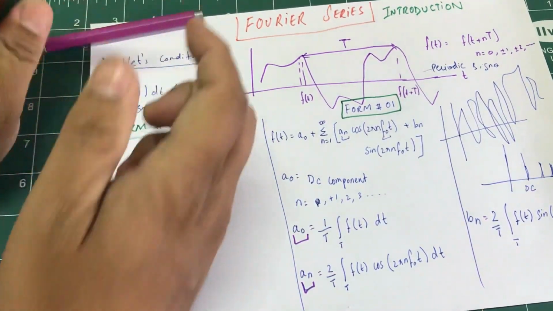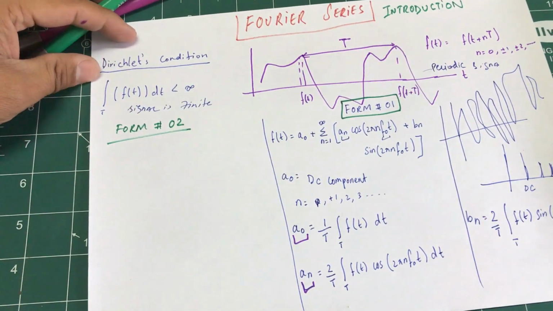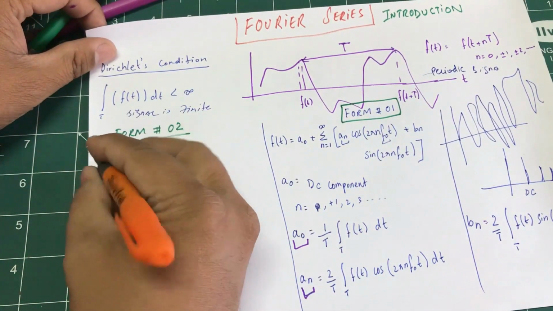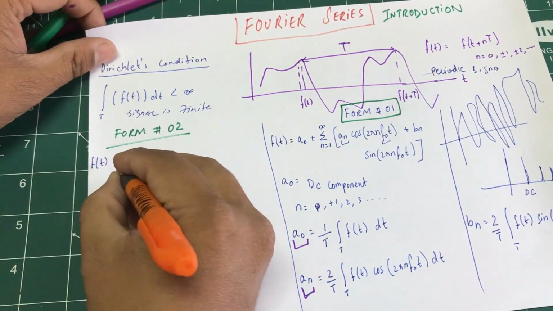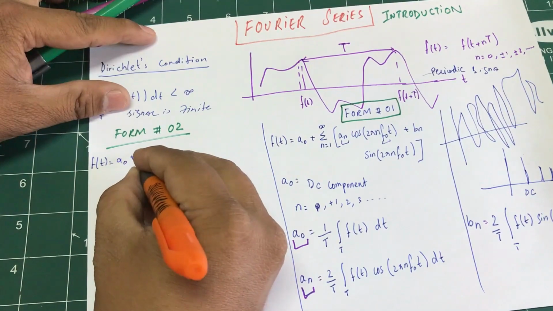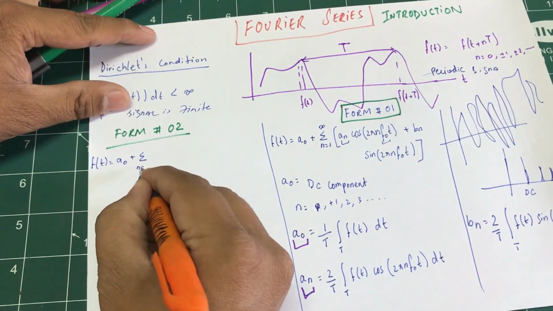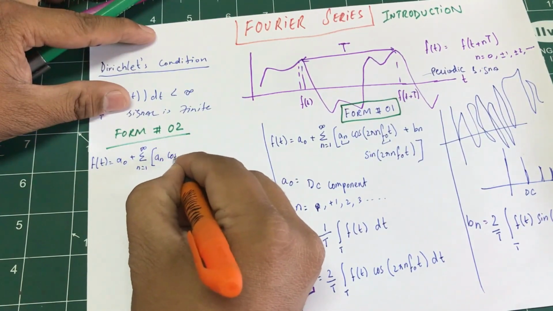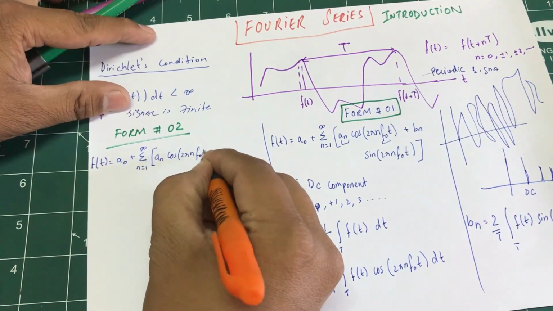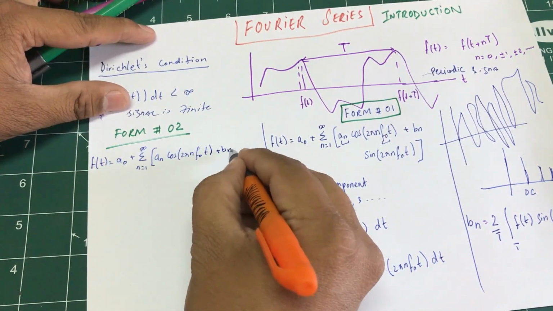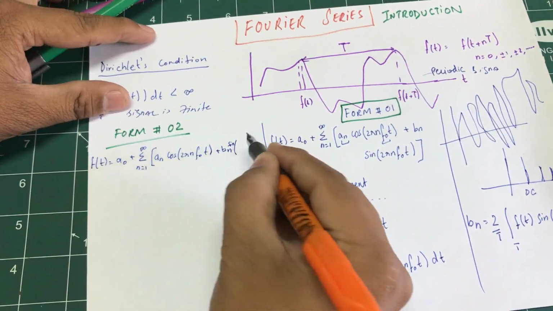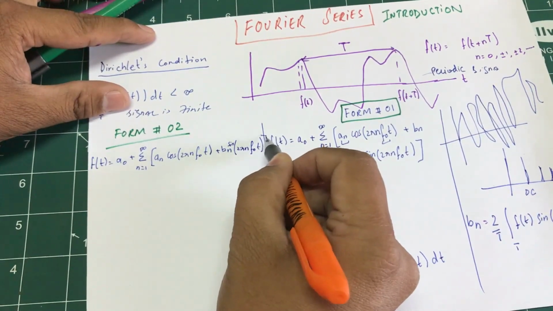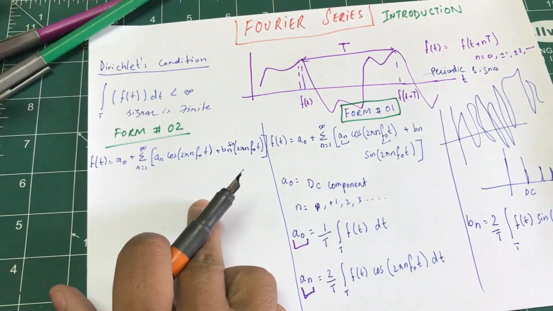All right, I'm just going to write it down here. Same thing, just like you see it over here, I'm going to write this initial format down, which is going to be a naught plus summation n goes from 1 to infinity an cos 2 pi n f naught t plus bn sine 2 pi n f naught t. All right, this is an actual form.